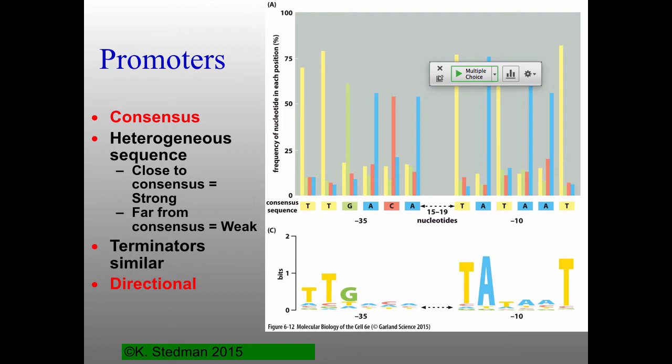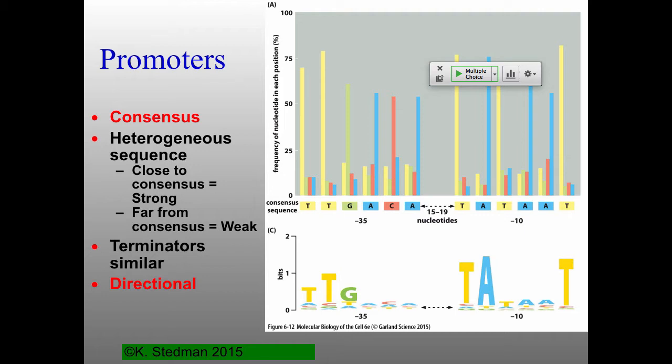And one way for that to happen is just to have a particular sequence that the RNA polymerase likes to bind to, and other sequences that it doesn't like to bind to as much. And so just because of that, you're going to end up with more or less transcription taking place from that particular promoter.